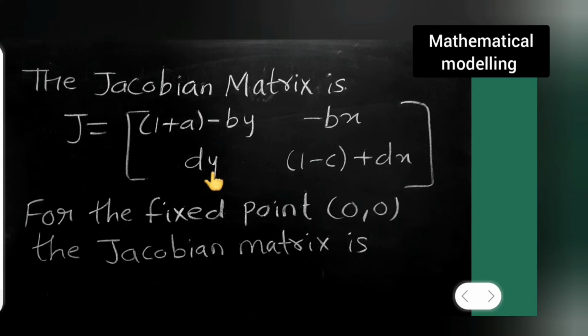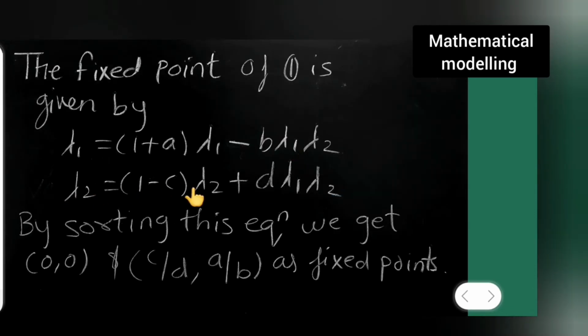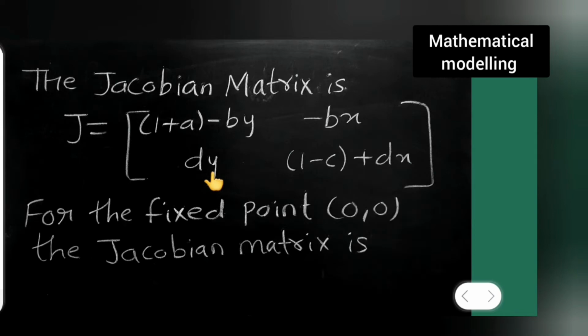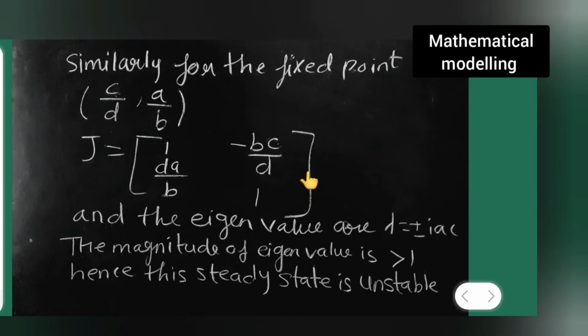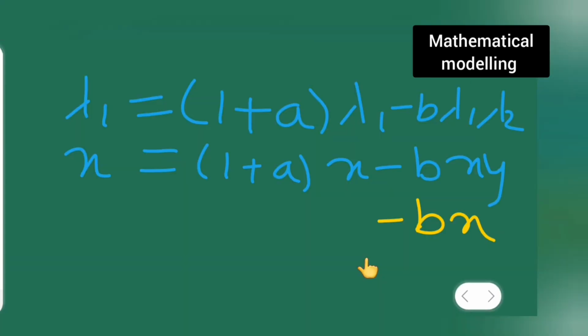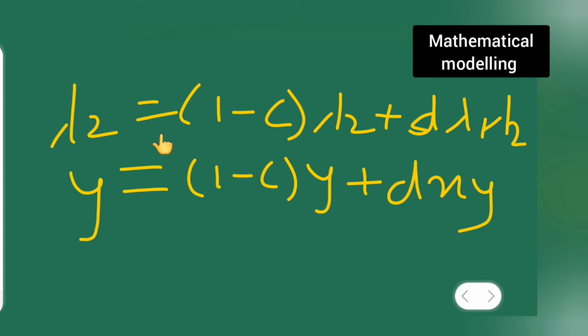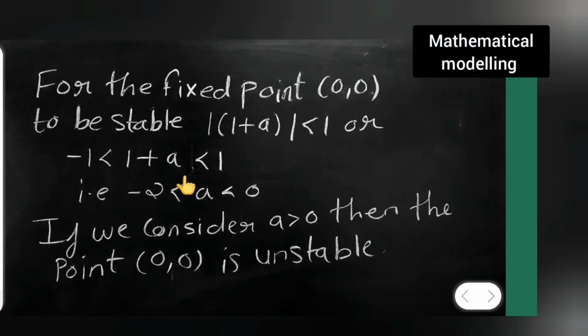Okay, now take this lambda 2. In place of lambda 2, I have written y everywhere, okay. Now differentiate this with respect to x. What you all are going to get? I am going to get only dy, that too positive dy. Okay. Now plug the value of dy over here.